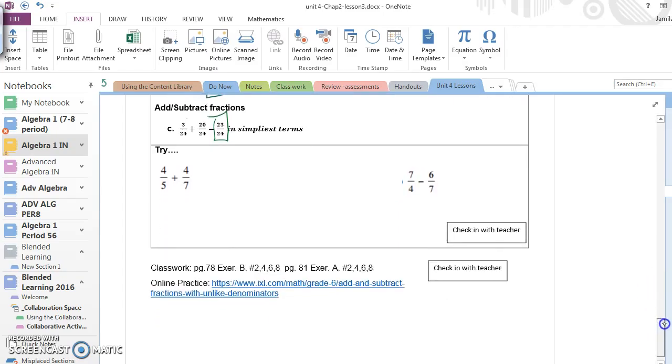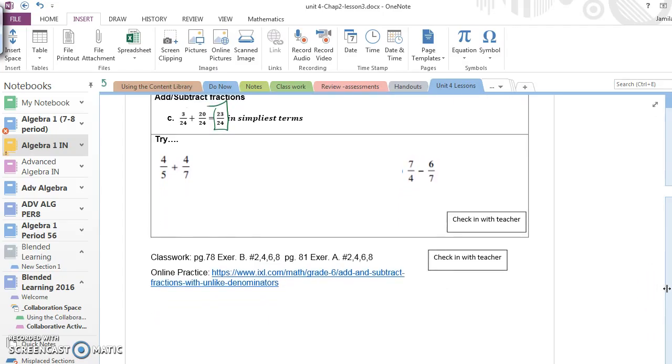So as we move down, you have 2 examples to do on your own. Be sure to check in with your teacher to make sure that your solution is correct when she calls you back. Also pay attention to your classwork. You have to do page 78, exercise B, numbers 2, 4, 6, and 8. So those are the evens. Then page 81, exercise A, 2, 4, 6, 8, evens again.